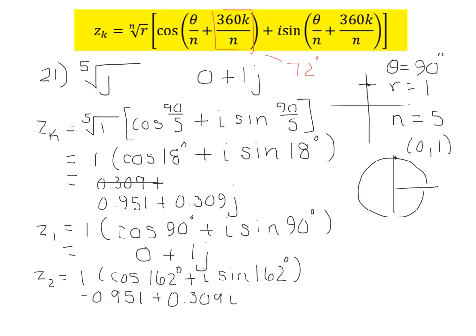To find my fourth, I'm going to need to add 72 degrees again to my previous angle measure. So 162 plus 72 is 234. Well, the cosine of 234 is negative 0.588. And the sine of 234 is negative 0.809.